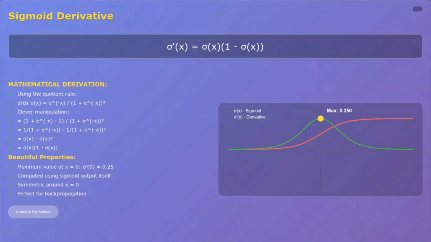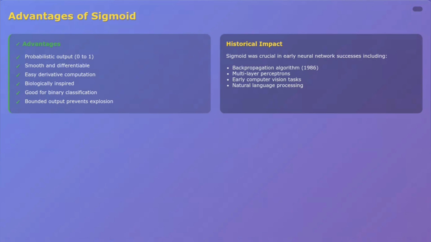So why was sigmoid so popular? Let's look at its advantages. First, probabilistic output, perfect for binary classification. The output naturally represents the probability of belonging to the positive class. Second, smooth and differentiable everywhere, essential for gradient-based optimization. Third, simple derivative computation makes backpropagation efficient. Fourth, biological inspiration. It somewhat mimics how neurons fire in response to stimuli. Sigmoid was instrumental in early successes like handwritten digit recognition and spam email detection.